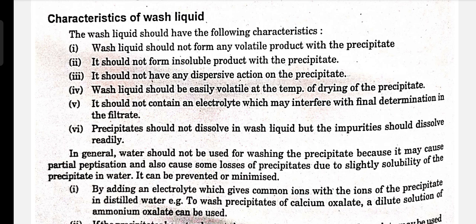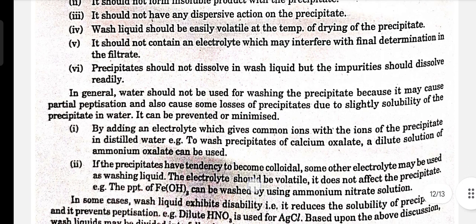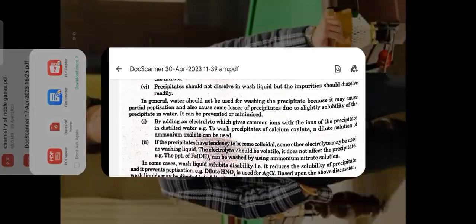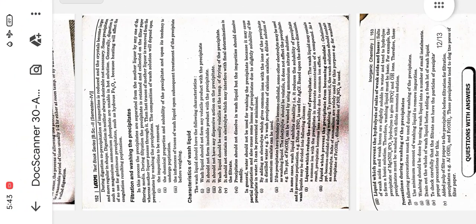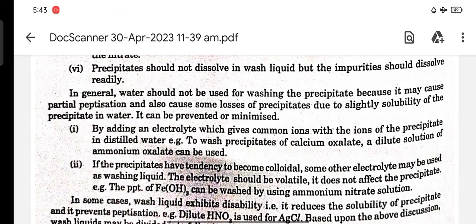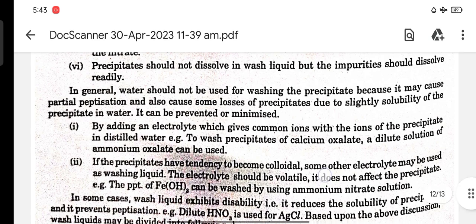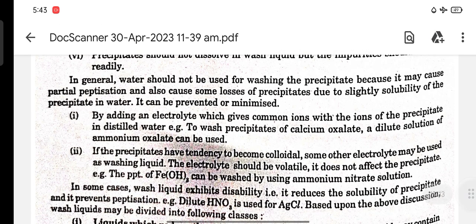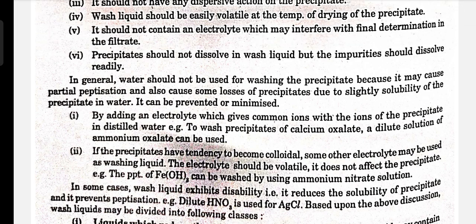In general, water should not be used for washing the precipitate because it may cause partial peptization and also cause some losses of precipitate due to slight solubility of the precipitate in water. It can be prevented or minimized by adding an electrolyte which gives a common ion with the ions of the precipitate in distilled water.